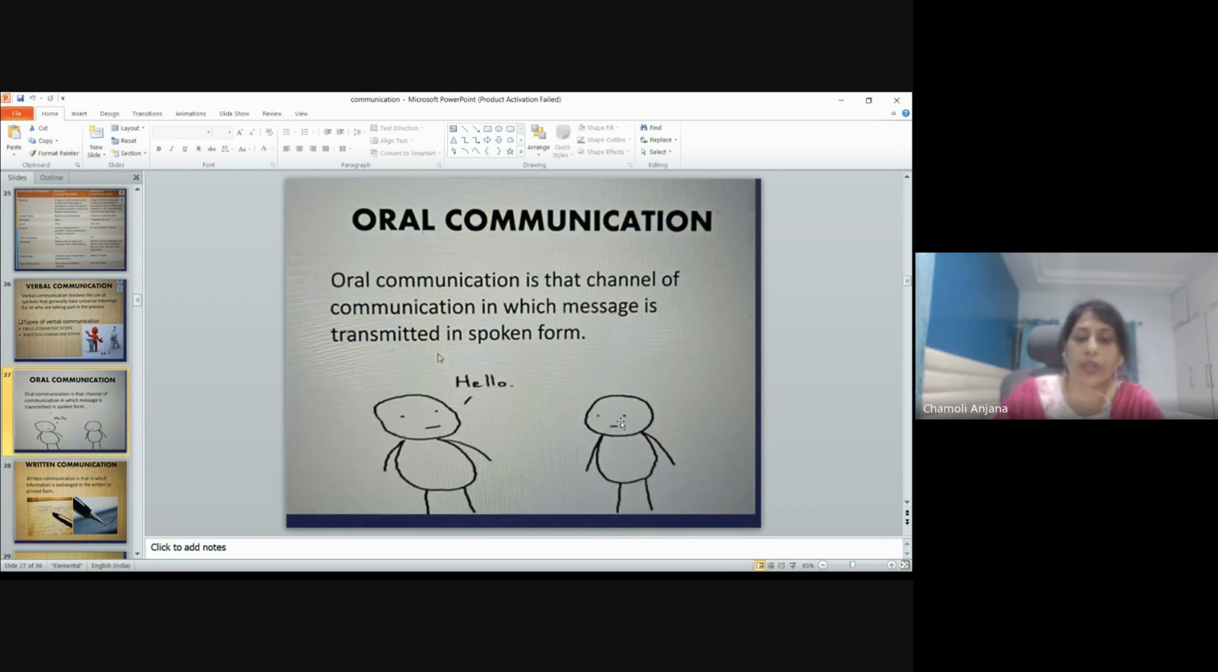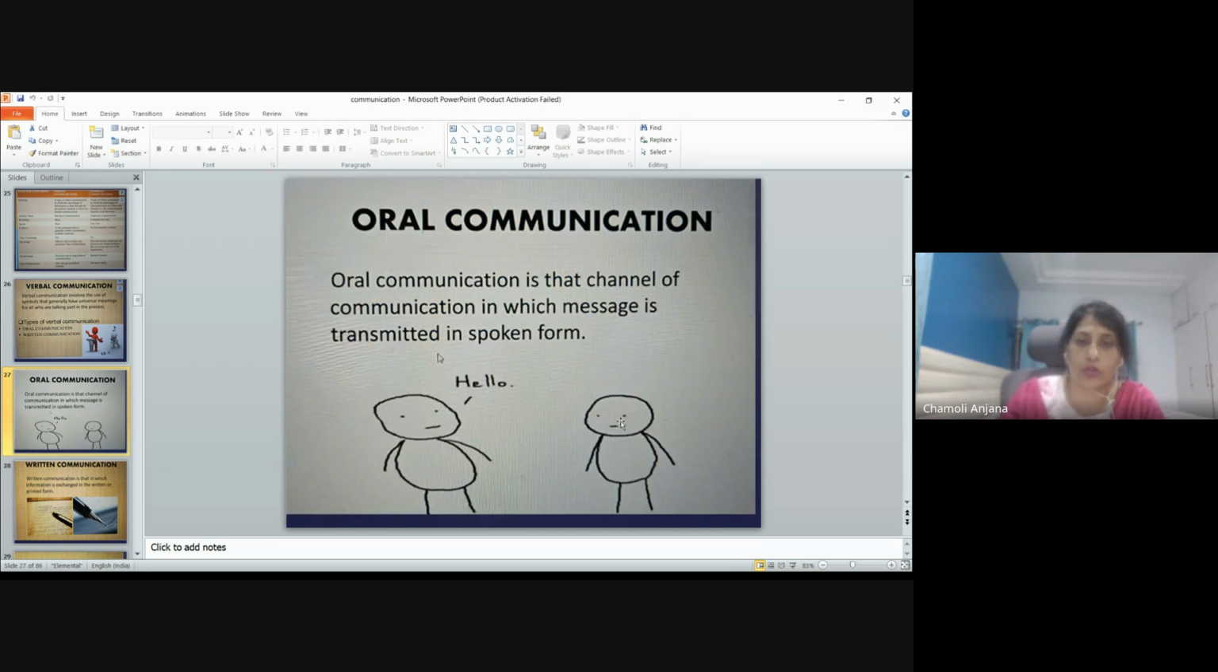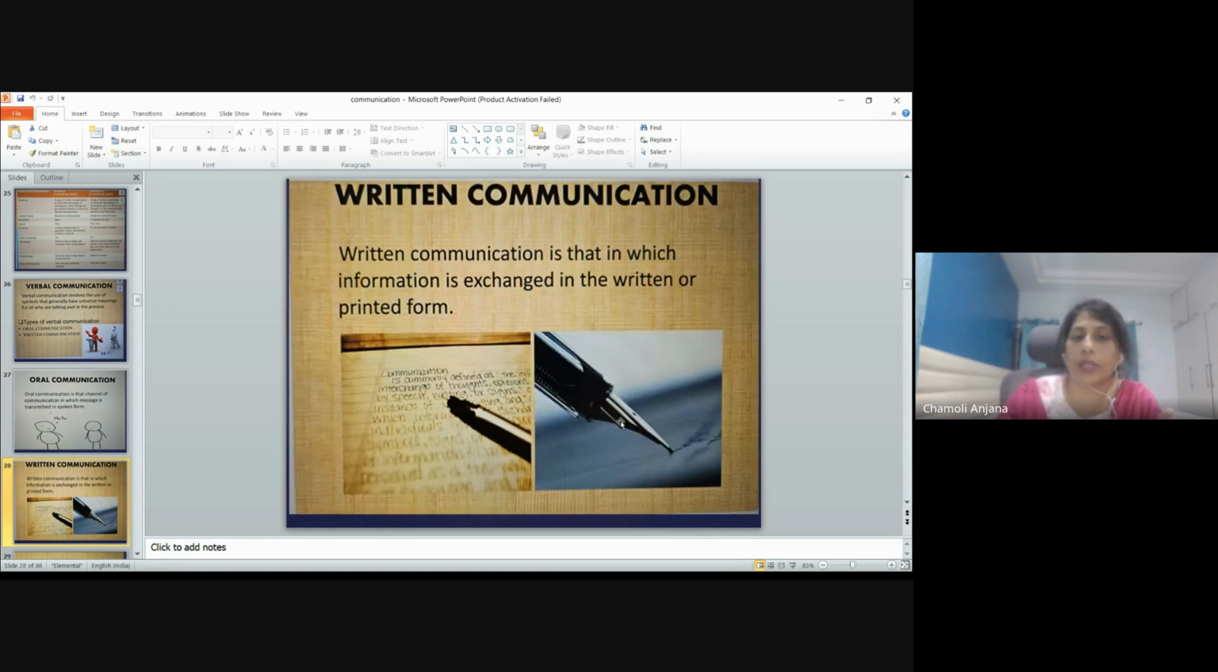Now each one of them, whether it is oral communication or written communication, has its own merits and demerits. In some situations, oral communication is more important or more beneficial than written communication. But in an organization, most of the communication takes place through written communication. Now, why is that so? Why do we use written communication more than oral communication in an organization?